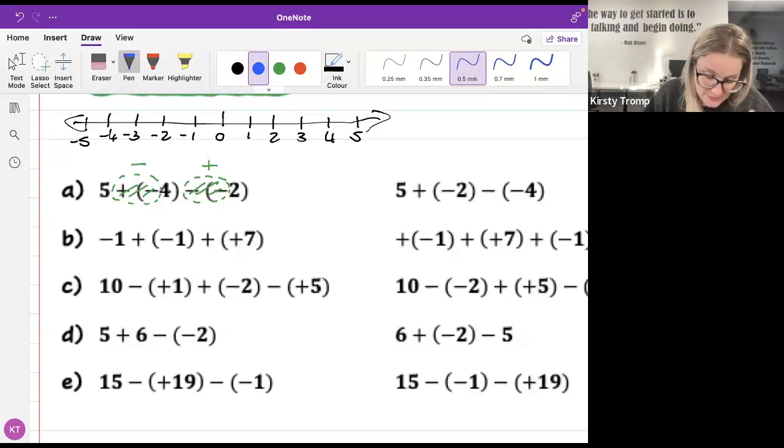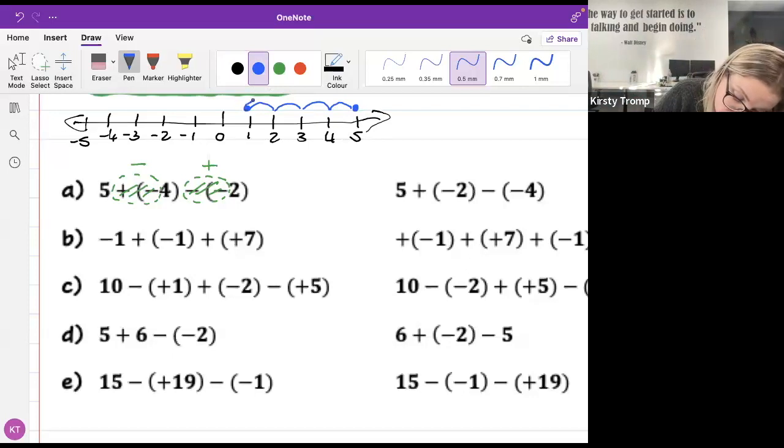For my first sum, I'm starting at the number 5. I say 5 minus 4: 1, 2, 3, 4. I'm going to end up at 1. Then I say 1 plus 2, which takes me to 1, 2, 3. My final answer on this side is 3. So we've taken this really long, complicated sum and made it really nice and easy.